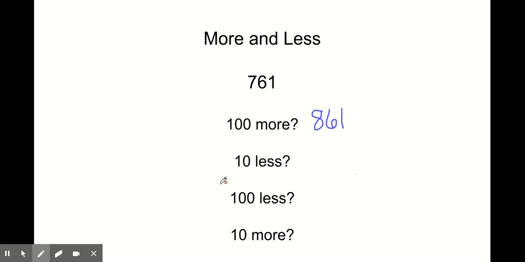What is 10 less than 761? We're only changing the tens. 10 less becomes 751. What is 100 less than 761?